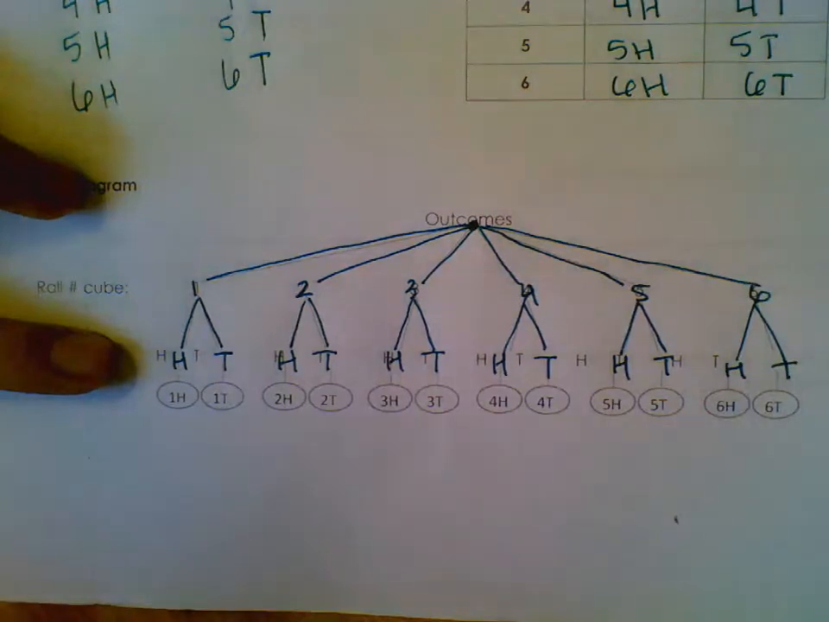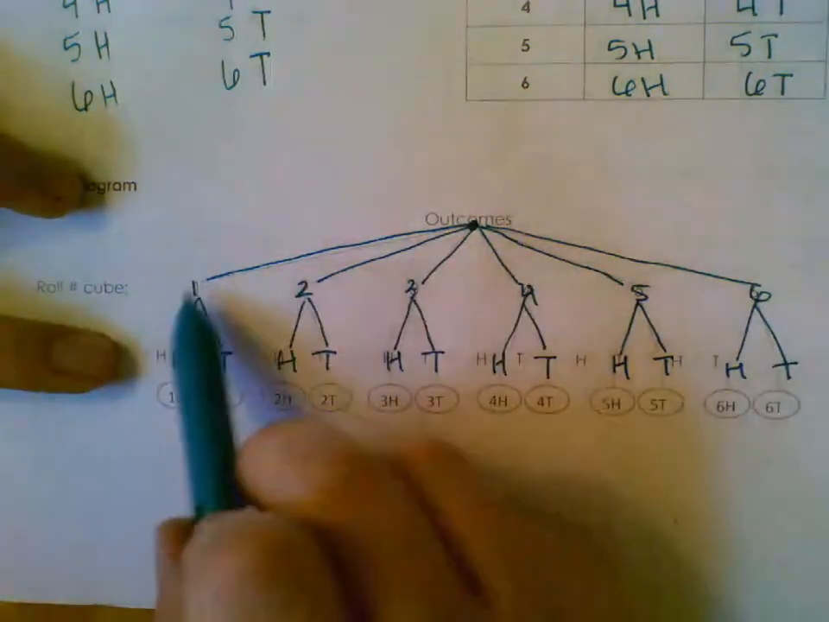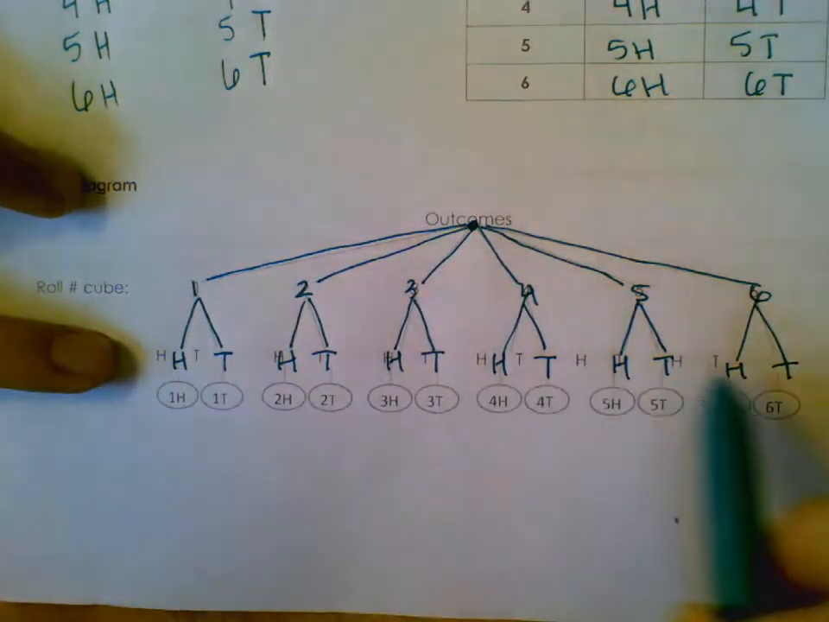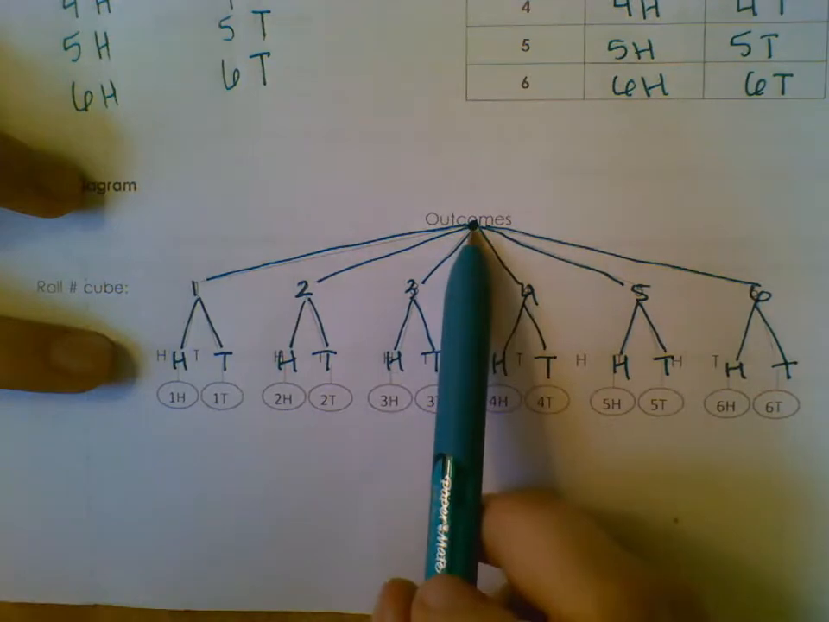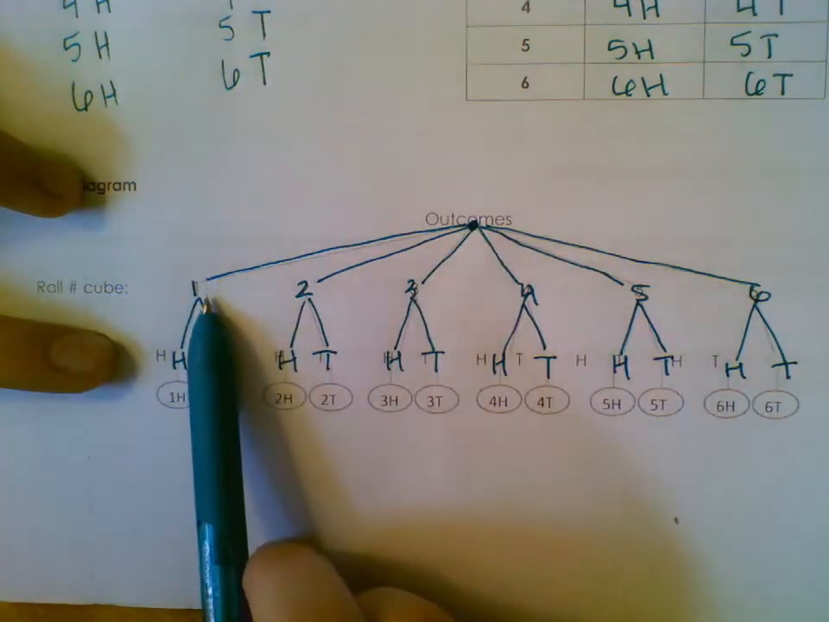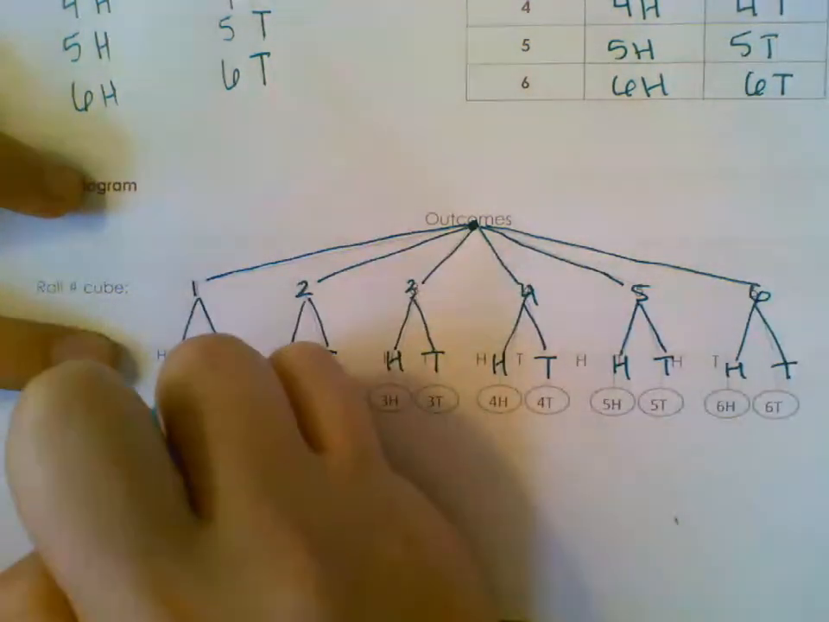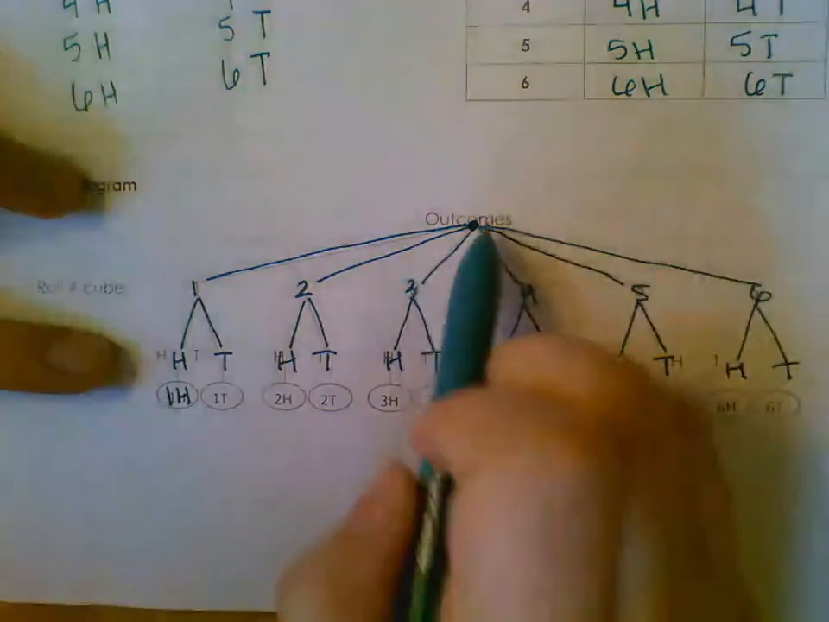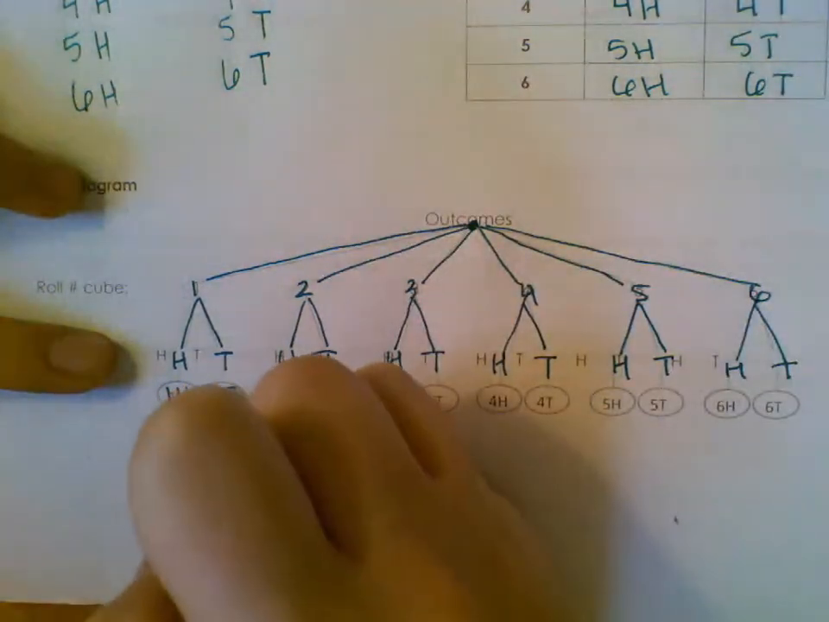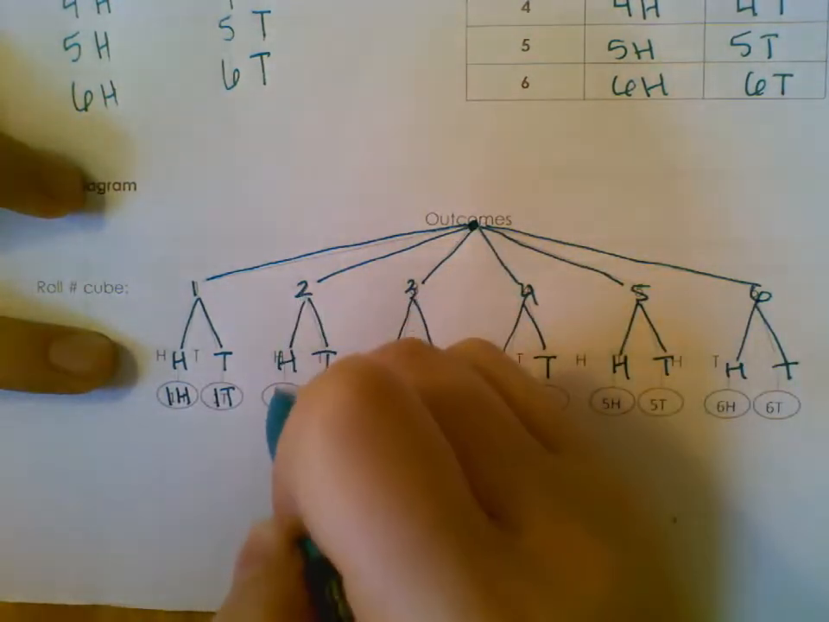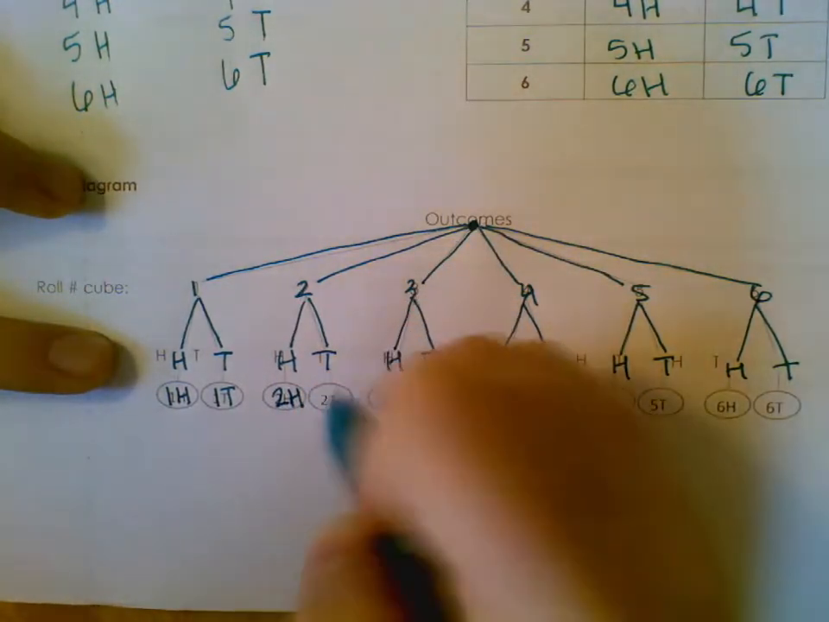So how does this give me my sample space? I just follow the path, and every outlet represents an outcome in that sample space. So if I rolled a 1 and then flipped and got a heads, that would represent 1H. Rolled a 1 and then flipped and got tails. Rolled a 2 and then flipped and got heads, and so on.